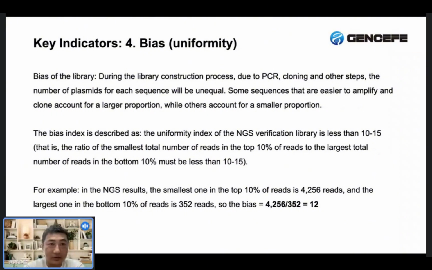Then the bias, that's another indicator of a library. Bias means whether all of the sequences have approximately equal numbers of molecules in this library. So is there any sequence that has very little representation in the library? This will affect your next step, screening. If a sequence has too few molecules in the library, you may miss the sequence. We have a calculation equation. I will not go into the details of this.